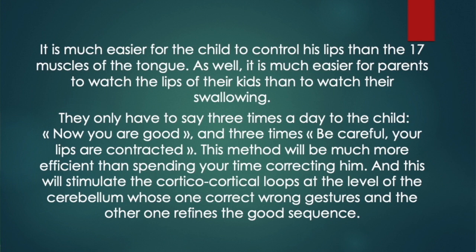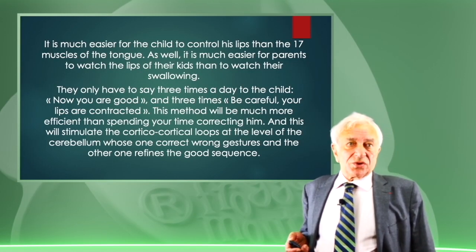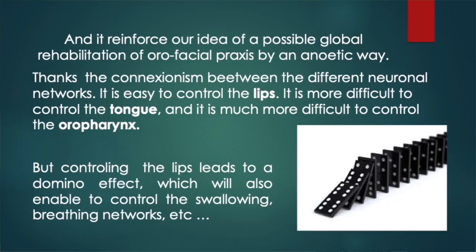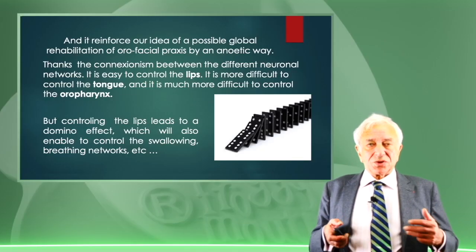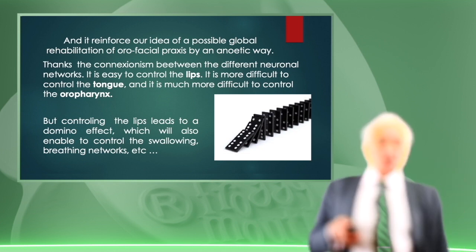And as well, it's much easier to watch the lips of the children and say, oh, they are in good position, they are in bad position. This method will be much more efficient than spending our time correcting errors. And this will stimulate the cortical loops at the level of the cerebellum, with one correcting the wrong gesture, and the other one refining the good sequences. The connexionism can be shown by the domino effect. And this connexionism permits us to re-educate the very difficult control of certain networks, like the oropharynx network, which manages the posterior part of the deglutition.